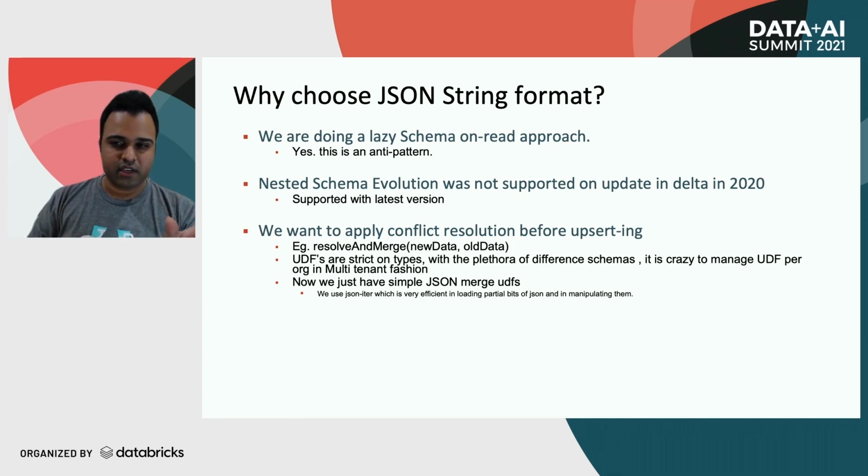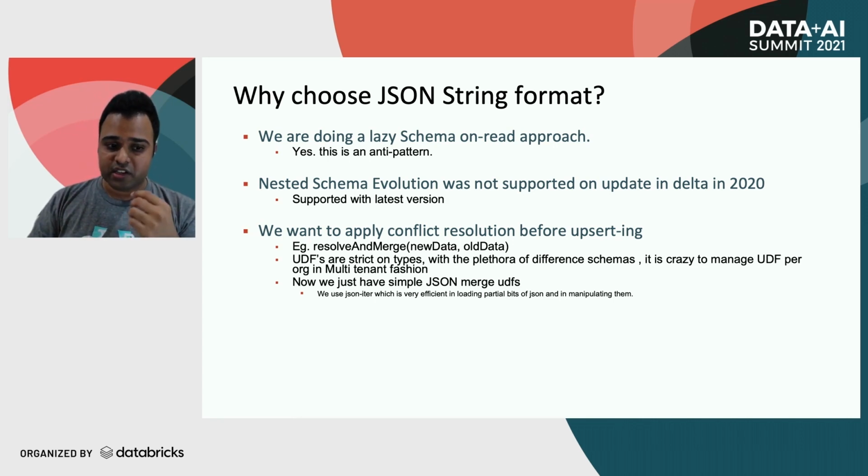Now, how would we do something like this in Spark? The answer would be a UDF. Now, UDFs are very strict on types. So if every tenant has its own schema, and we have to maintain the evolving schema and the UDFs for that, it is a maintenance nightmare to try to maintain UDFs dynamically for so many tenants. Now we just have one single UDF for the resolve and merge, and it's just a simple JSON merge with our own sprinkling of custom stuff in it.